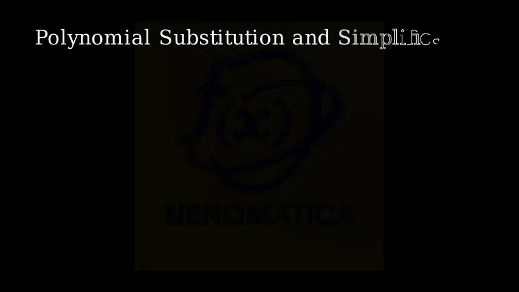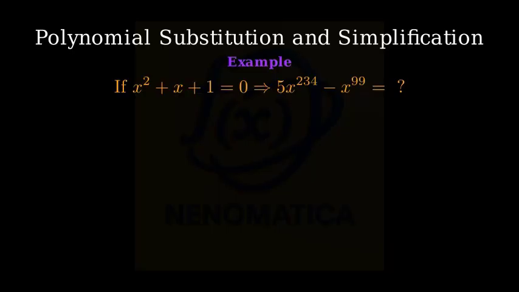Welcome to this mathematics video where we'll solve a challenging problem involving polynomials and substitution. Let's look at our example. If x squared plus x plus 1 equals 0, then we need to find the value of 5x to the power 234 minus x to the power 99.